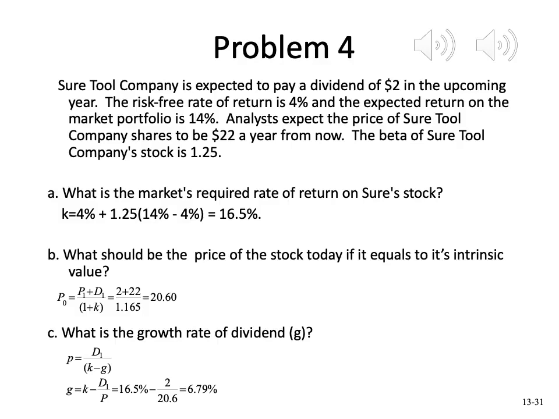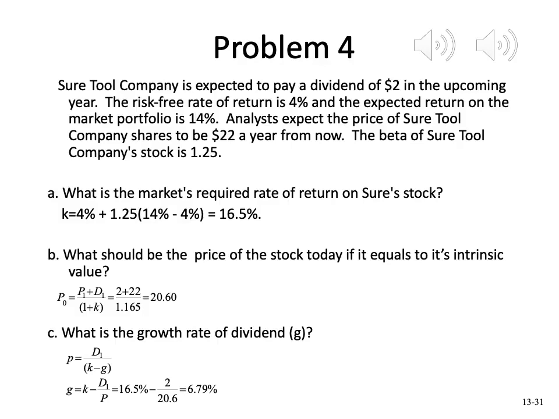The intrinsic value will be the discounted value of all future cash flow. In this example, dividend in the next period will be $2. Price in the next period, $22. You discount it back at 16.5%. Then the P0 is $20.60.